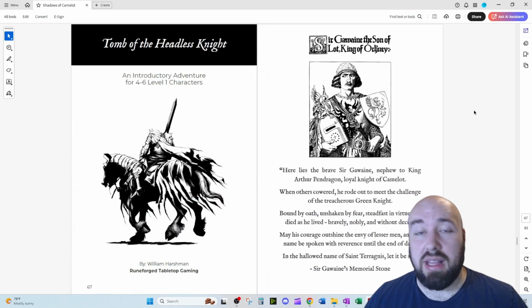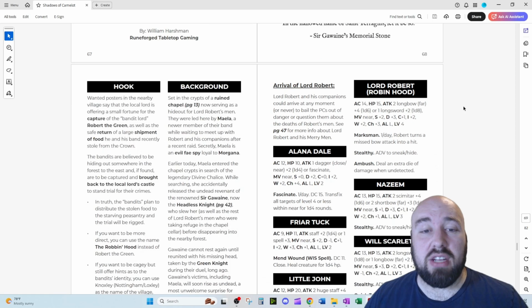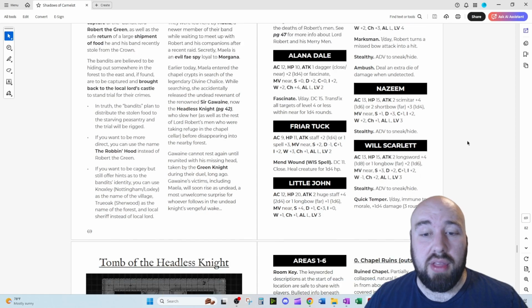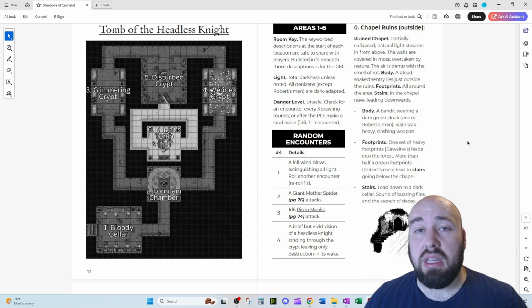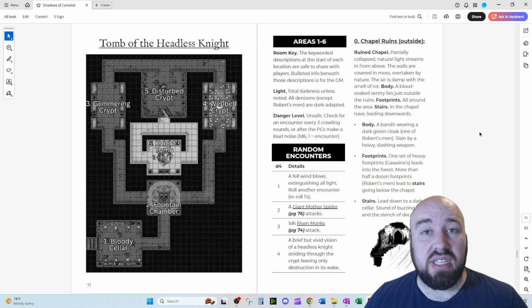Next, we come to the level 1 introductory adventure, the Tomb of the Headless Knight. And again, this is really just meant to be an introduction to the overall setting. It could be an introduction to Lord Robert and his merry men if you decide that you want to go that route. But it also lets the players know by the end of the dungeon that this is also set in the world of King Arthur. So you could kind of spring it on them as a little bit of a surprise, which is what I did in my game. We've also got the GM-facing version of the dungeon map for this adventure included here.